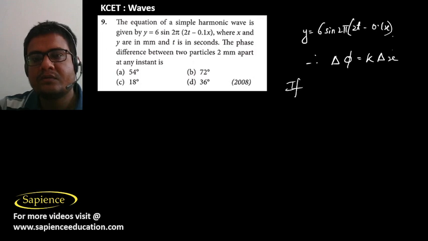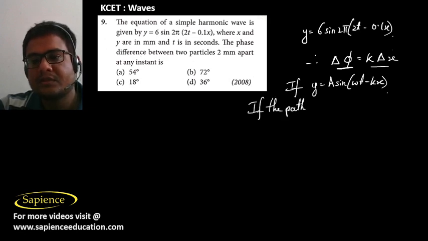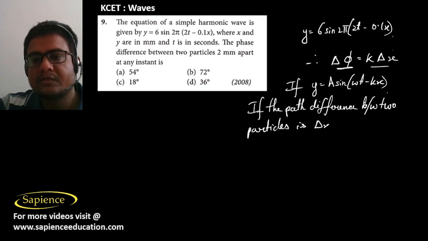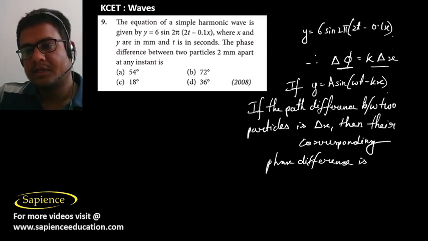Since if the simple harmonic wave is in the form a sine omega t minus kx, and the path difference between two particles in the wave is delta x, then their corresponding phase difference will be k delta x.